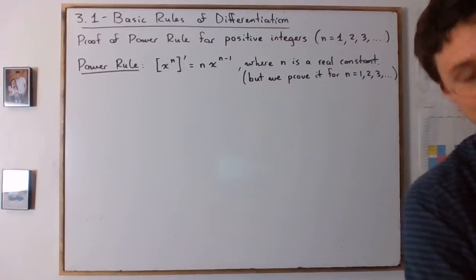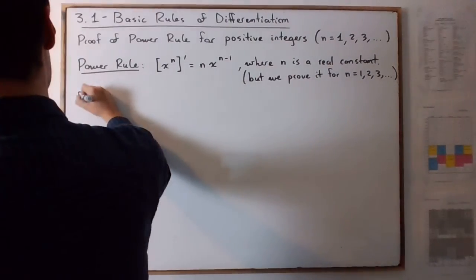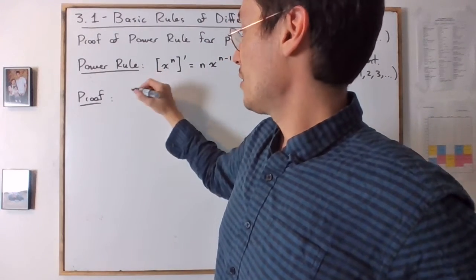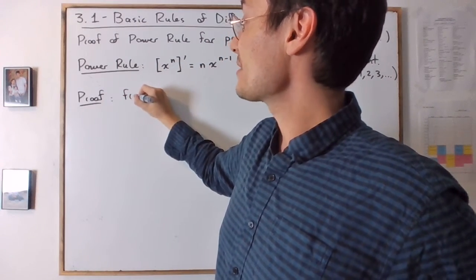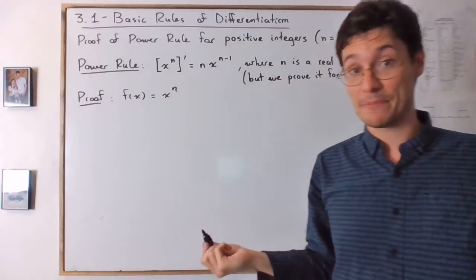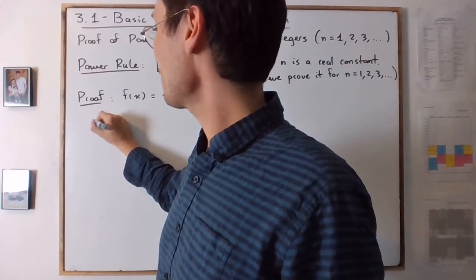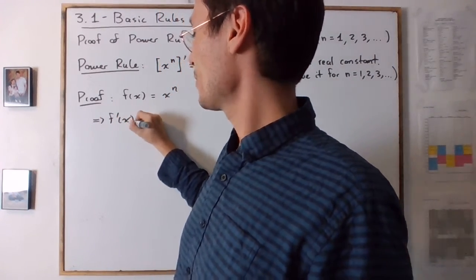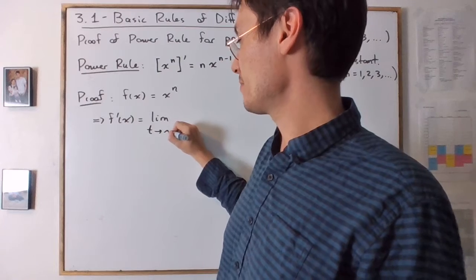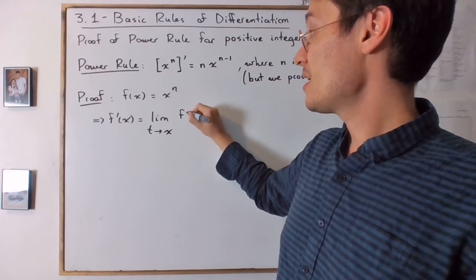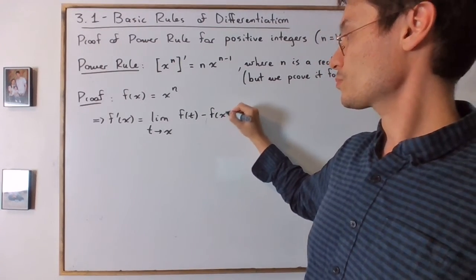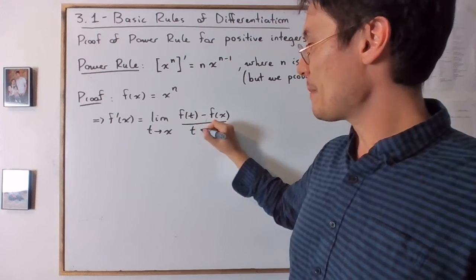Now, here's the proof. I'll do it in black. Remember that x to the power of n, you have to consider as a function. So we consider the function f of x that is x to the power of n. In this case, the derivative, f prime of x, will be the limit, and I will choose this definition, as t is approaching x, of f of t minus f of x over t minus x.